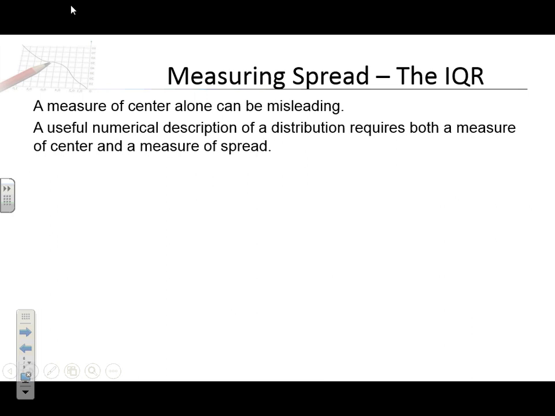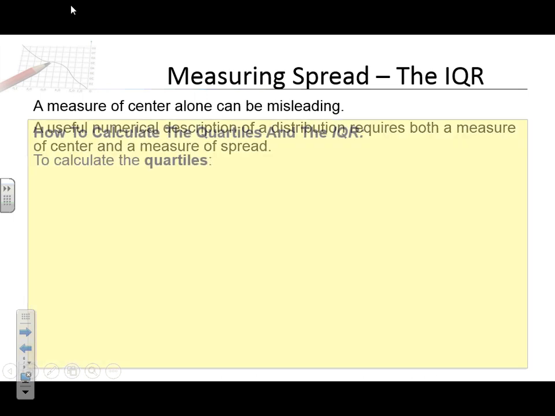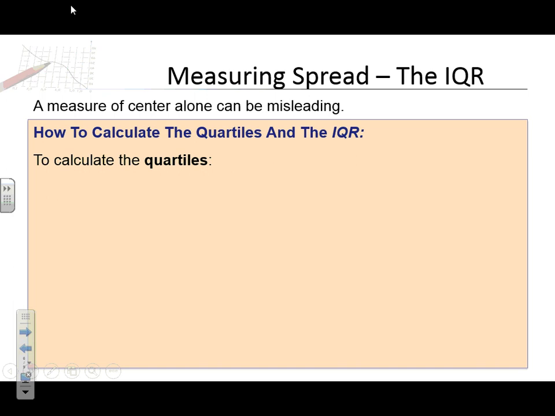So, a measure of spread, or the spread combined with the center, will give us the most complete picture of what this distribution really looks like. So center and spread together are going to be the keys here. So, the measure of spread that we're going to discuss right now is called the IQR. IQR stands for interquartile range.